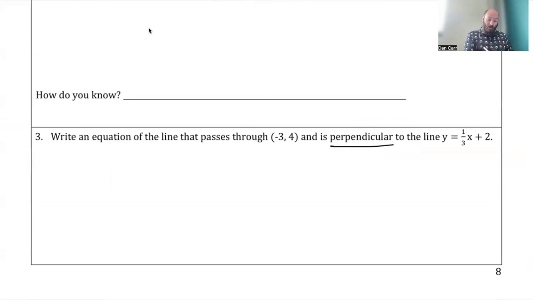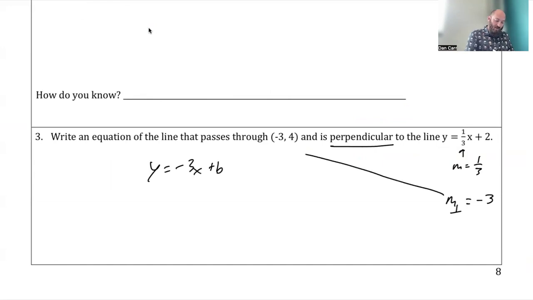So I still want to identify my slope. From here, my slope is 1/3. But now before I write my equation out, I want to make sure that I do the perpendicular version, which is -3 or -3/1. So that is now going to be used in my equation. y equals -3x plus b. So I'm taking this and plugging it in there.